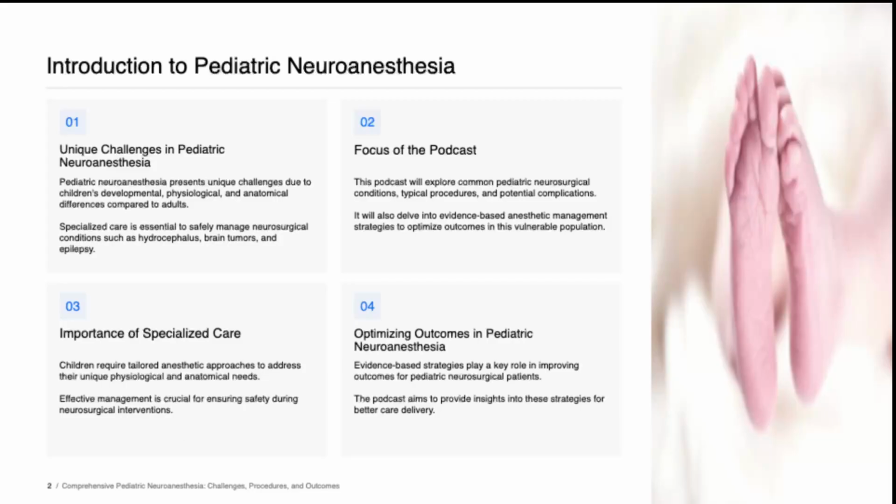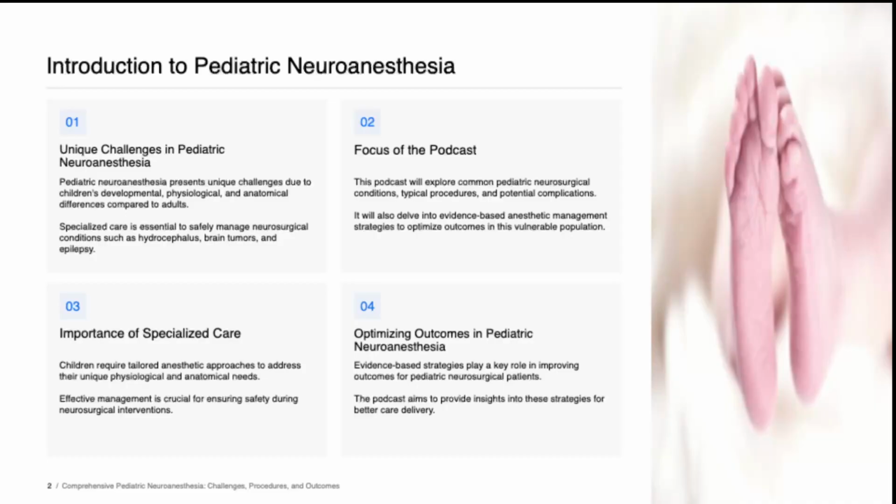So it can be an incredibly challenging, but I find it incredibly rewarding part of my practice. So what we're going to focus on today is we're going to look at common pediatric neurosurgical conditions, typical presentations, and then potential complications. And then we're going to just go through some evidence-based anesthetic management strategies so that we can make sure that we have good outcomes in the pediatric population. And then I think we just need to take a minute to talk about and focus on the need for specialist care and for specialized centers of care.